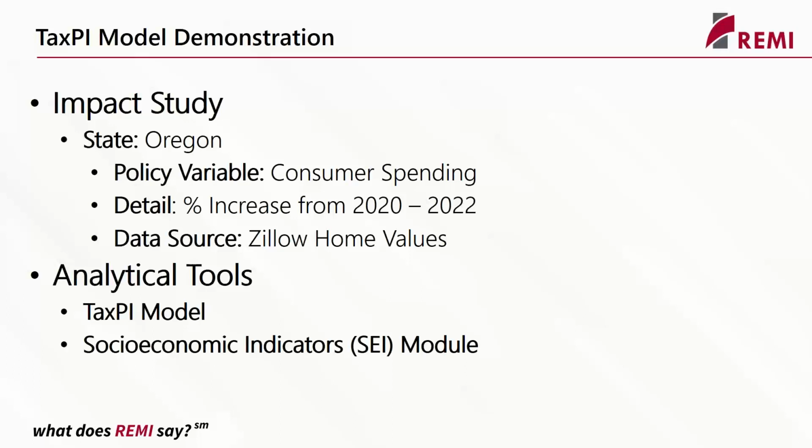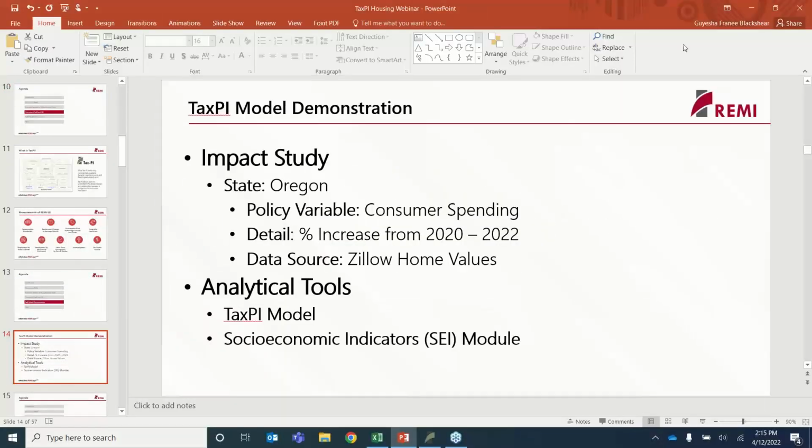We also thought that this would be a great starting point, especially for the data available. And then the detail that we're going to add is the percent increase from the years 2020 until 2022 on the model. And the data source we're using is going to be Zillow home values. And then, of course, the analytical tools are going to be the TaxPI model as well as the socioeconomic indicators SEI module. So with that being said, I'm just going to exit out of the PowerPoint. We'll hop right into it.